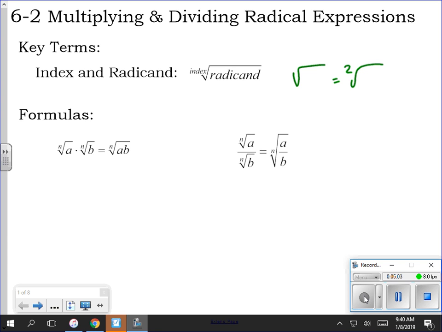Same thing goes true for fractions. If I have a radical, if I have a root of a fraction, it is the root of the numerator over the root of the denominator. Also, if I have two separate roots, I can combine them into one as long as the index is the same. Okay, the index needs to be the same in order to be able to combine them or split them apart.